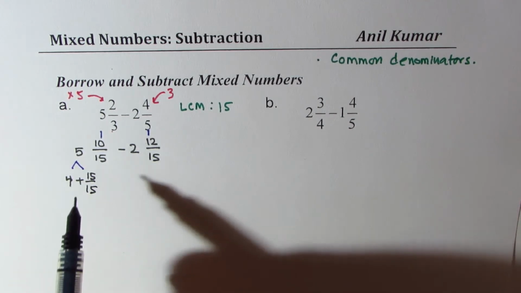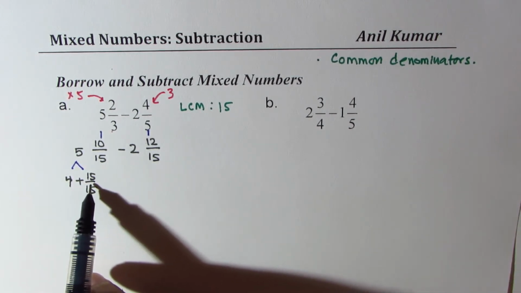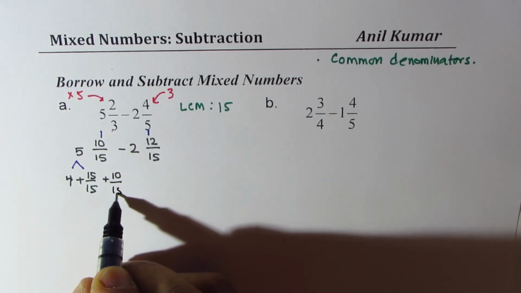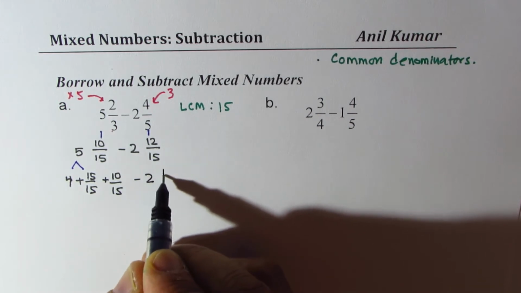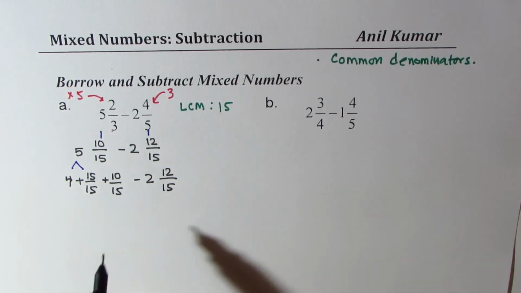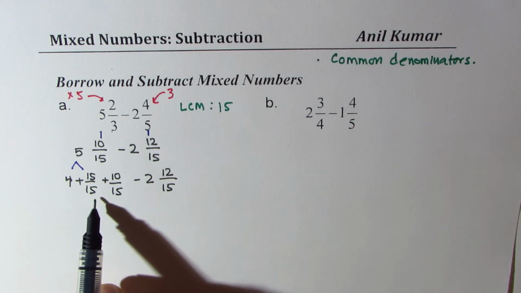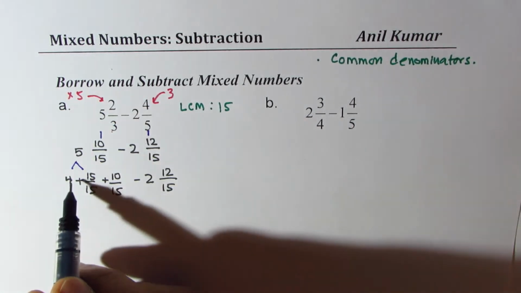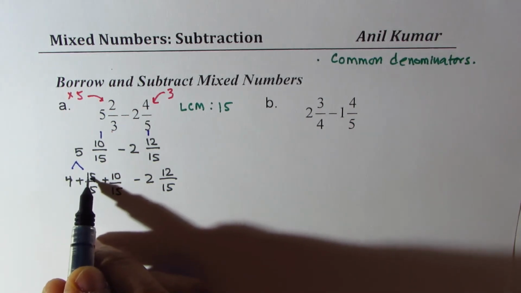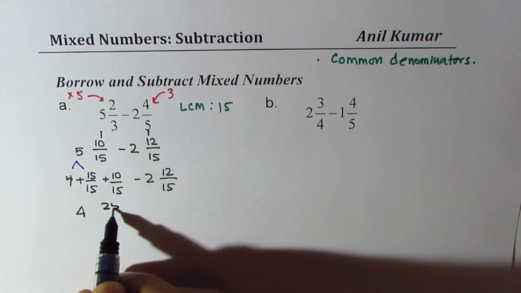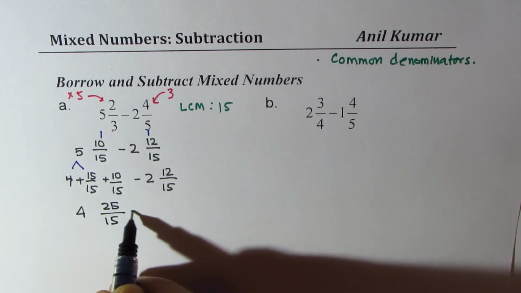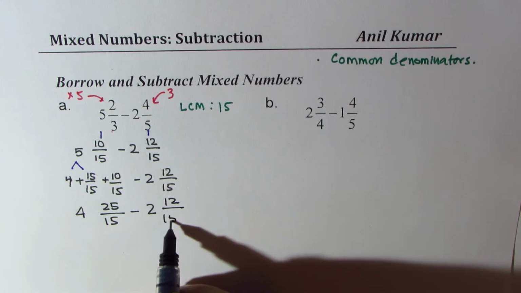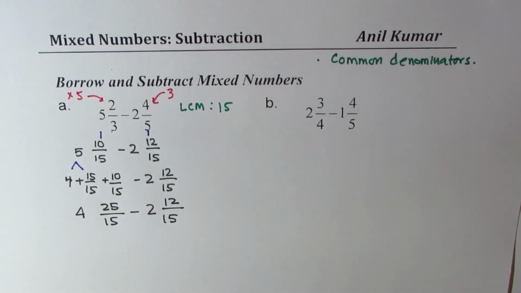Do you see this part? So 5 wholes and 1 whole will give us 5, and I have here 10 over 15. Now from here, I'll take away 2, 12 over 15. Do you see that? I'm just showing this operation to you to show how I get a number which is kind of borrowing 4 wholes and combining 15 with 10, I get 25 over 15. And now I can easily take 2, 12 over 15. Do you understand this part?